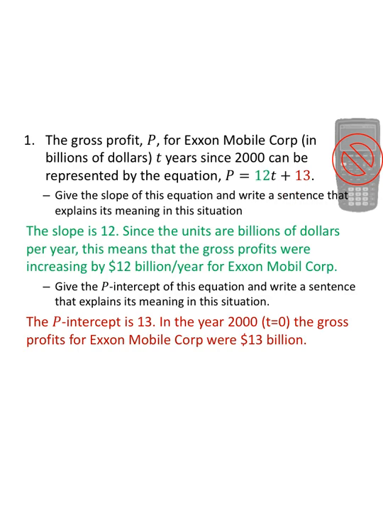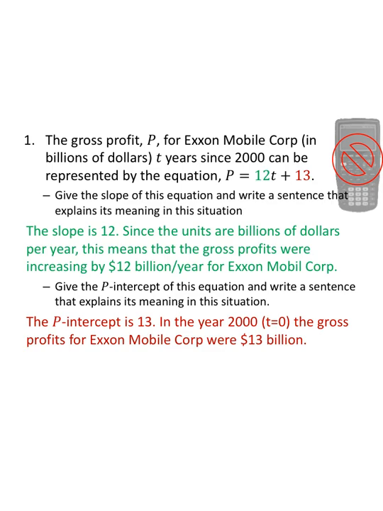Well, knowing the number is fantastic, it's a great start, but once again, what does that mean? When time is 0, so in the year 2000, the gross profits for ExxonMobil Corporation were $13 billion. Always in terms of the units of the problem. And what did we use at t equals 0? What does that mean? All right, let's try another one.